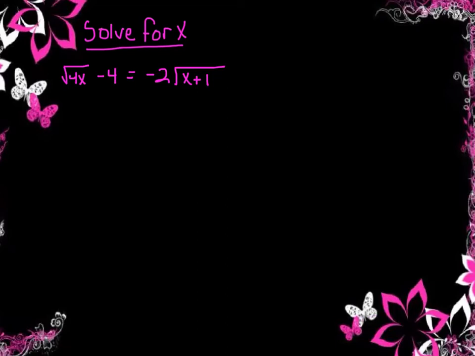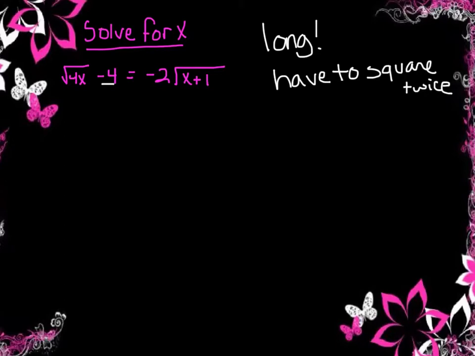Alright, next example, again solve for x. We have the square root of 4x minus 4 equals negative 2 times the square root of x plus 1. And because we have more than one square root in here, and we have some stuff that's not, we're going to have to square twice in this problem. So just expect that.